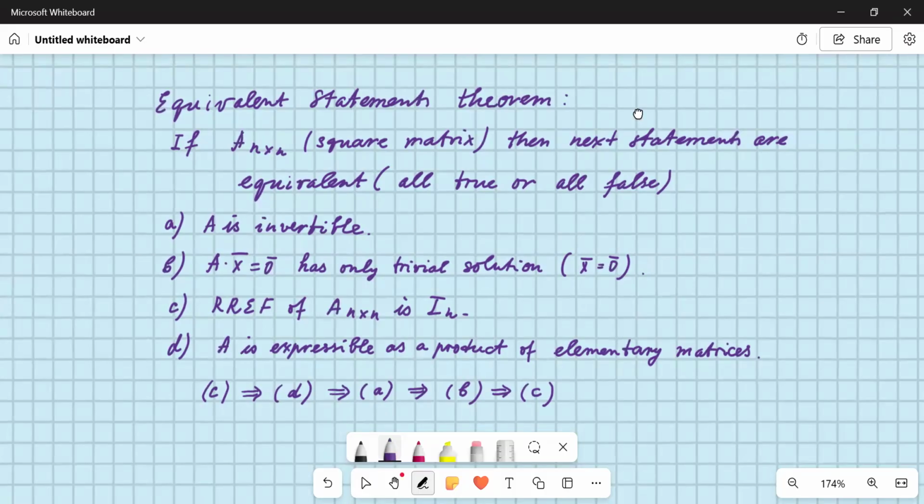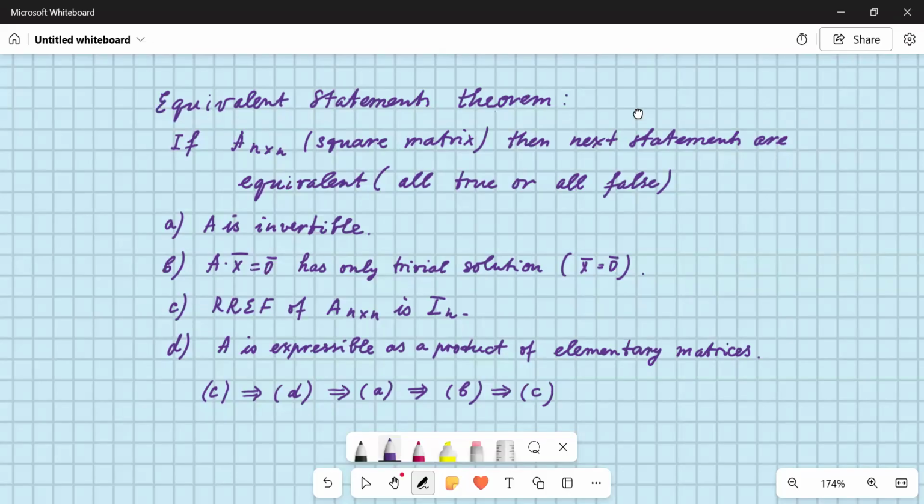If you have A, an N square matrix with dimensions n by n, then the next four statements A, B, C, and D are going to be equivalent. Means that either they are all four true or all four false. Which means that if statement A is false, all the others, B, C, and D, are going to be false. If statement A is true, then B, C, and D are going to be true. How am I going to prove this theorem?